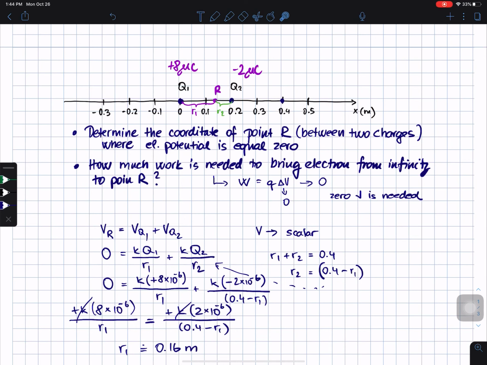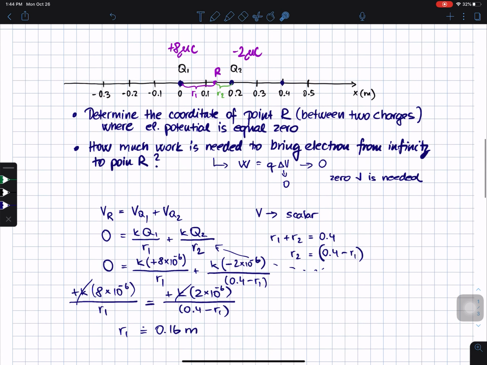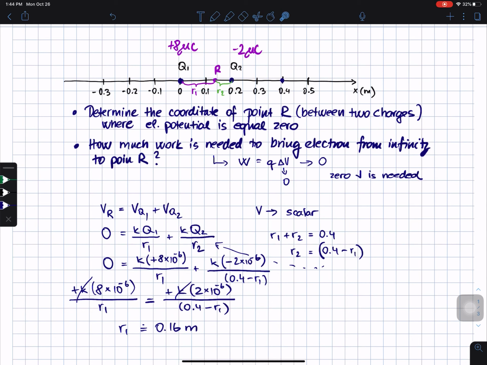And it can only happen that that zero is in between only if one charge is positive and the other one is negative. Even if they were both negative, there would be no zero in between, right? So it's really, really important. So we know that the point R is 0.16 meters away from this Q1 charge.